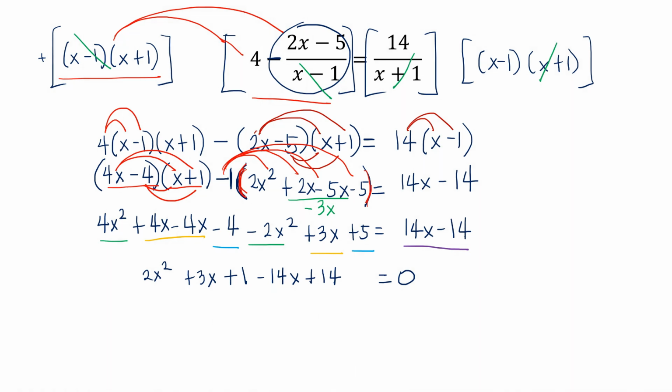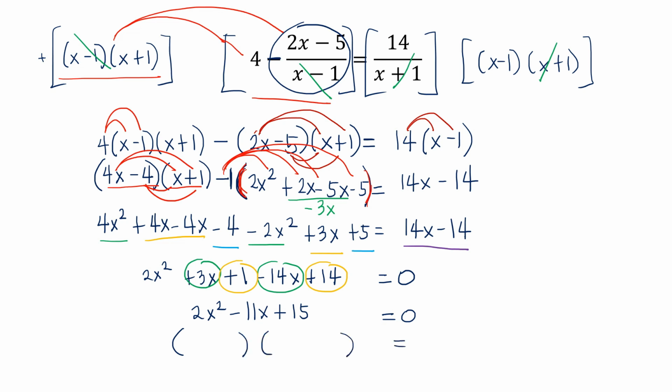Then let's combine like terms. We have 2x squared, and then like terms are 3x and negative 14x. When combined, it is negative 11x. Another pair of like terms are positive 1 and positive 14. When combined, it's positive 15 equals 0. So we now have the trinomial 2x squared minus 11x plus 15. So let us factor it out.